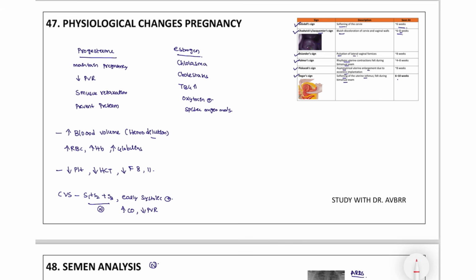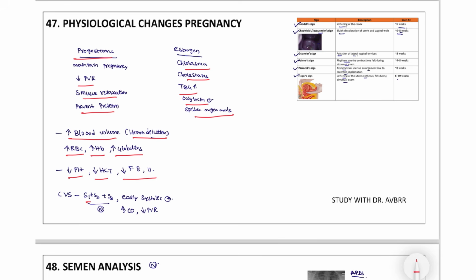Next, physiological changes of pregnancy. Progesterone is going to maintain the pregnancy, decrease the peripheral vascular resistance, stimulate smooth muscle relaxation, and prevent preterm labor. Estrogen is going to cause chloasma, cholestasis, increase the thyroid binding globulin, oxytocin, and the spider angiomas. Next, important points such as blood volume is increased, so it will cause hemodilution. RBC volume, hemoglobin, and the globulins will be increased, and decreased platelets, decreased hematocrit, decreased factor 8 and 11 will be seen in this patient.